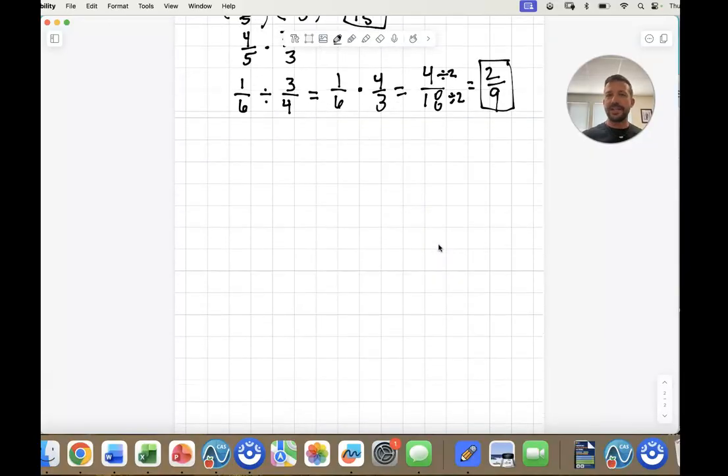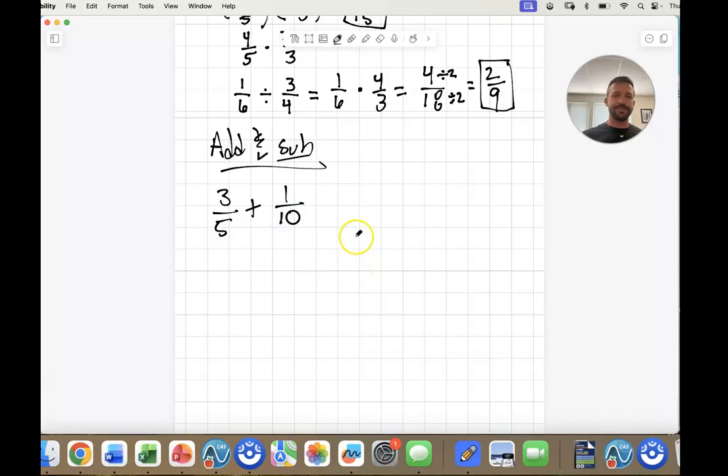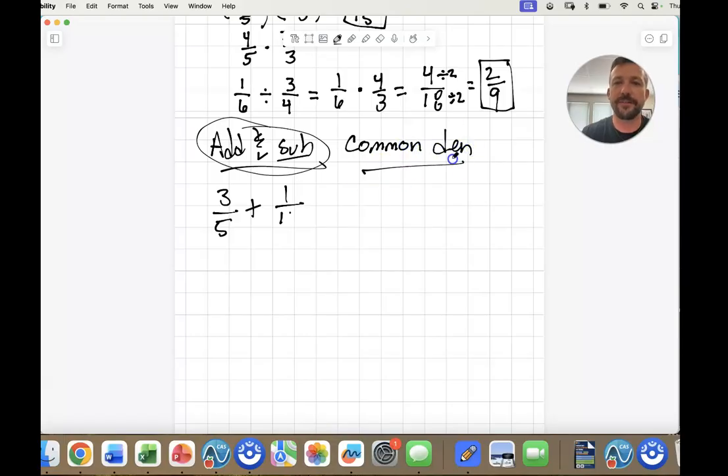Okay, addition and subtraction. Add and subtract. Okay, let's start with an addition one. 3 over 5 plus 1 over 10. Cool? Okay. First thing you got to do whenever you're adding or subtracting, whenever you see this, you need to find a common denominator. That means the bottom number needs to be the same on both of them.